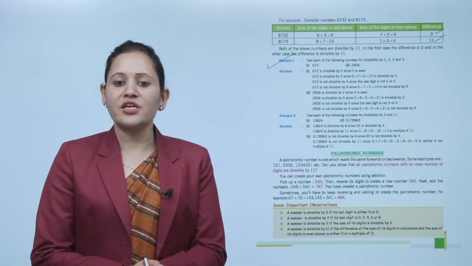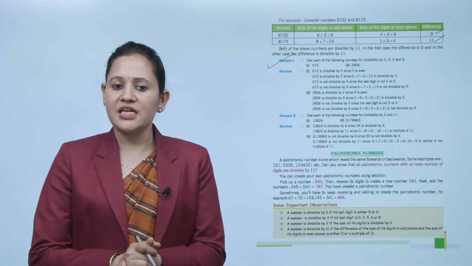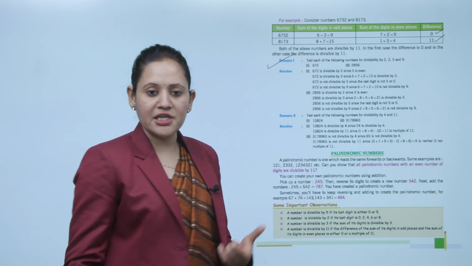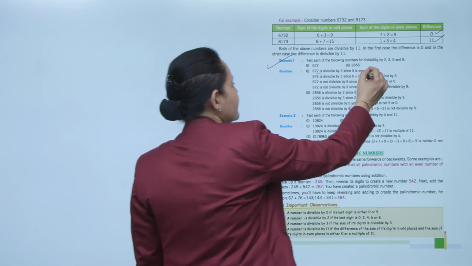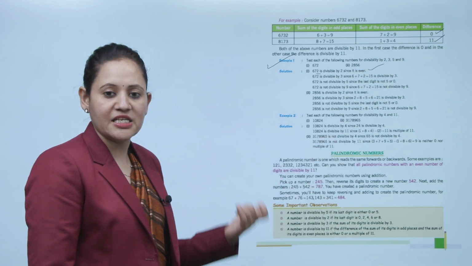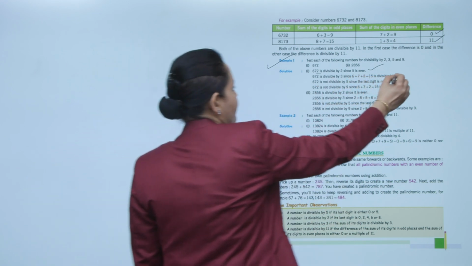Test. Each of the following numbers is divisible by 2, 3, 5 and 9. First number is 672. For divisibility by 2, the unit digit is 2, so the given number is divisible by 2. For 3, the sum of digits 6 plus 7 plus 2 is 15. That means the given number is divisible by 3 also.